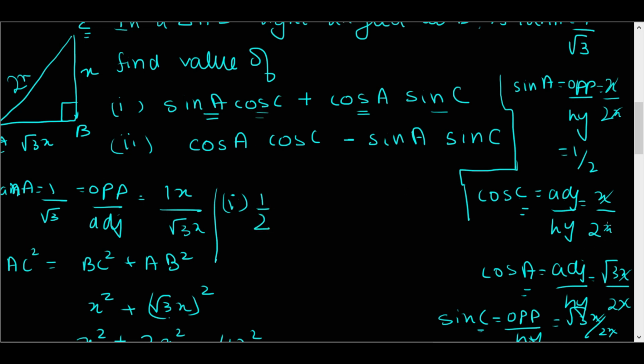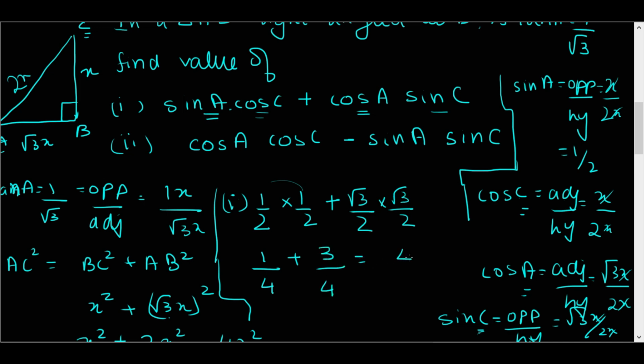Cos C is again half into... So if there's nothing, no sign in between, that means it's the product. Or you might have a dot over here. Plus, now cos A is root 3 by 2, and over here you have sine C as also root 3 by 2. So into root 3 by 2. Half into half, the numerators get multiplied. It's 1 by 4, 2 into 2 is 4. Plus root 3 into root 3 is 3 by 4. That would be 4 by 4, which is 1.